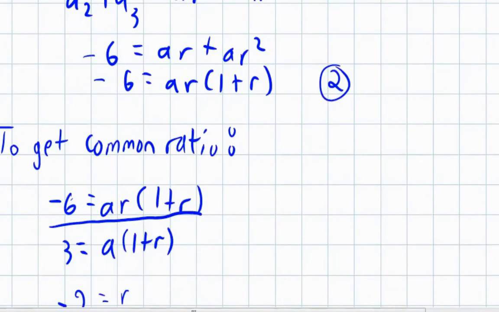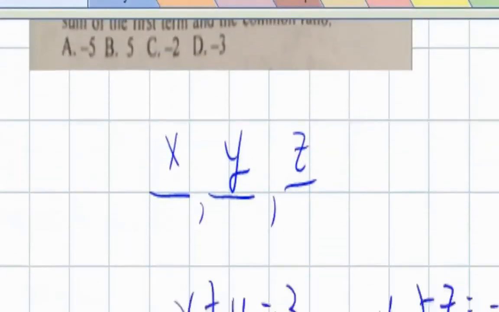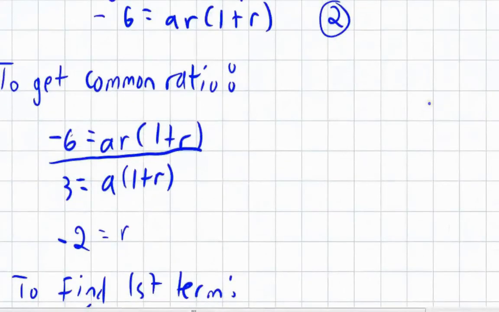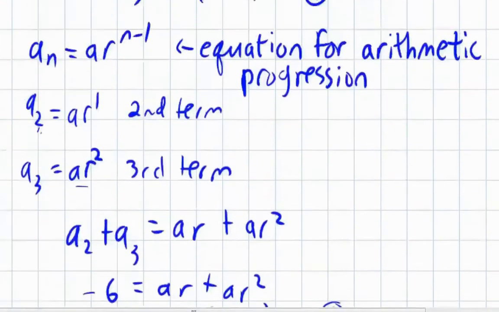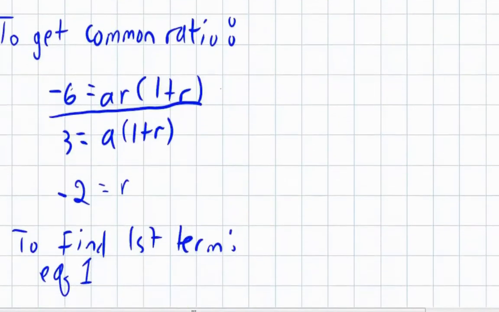And then I want us to find the common ratio, right? That was part of the original question, find the first term plus the common ratio. So for the common ratio, I'm taking equation 2 and dividing it by equation 1. Here's my equation 2. Up here was equation 1. So I do that, and now I've solved for R, and I found that R is negative 2.